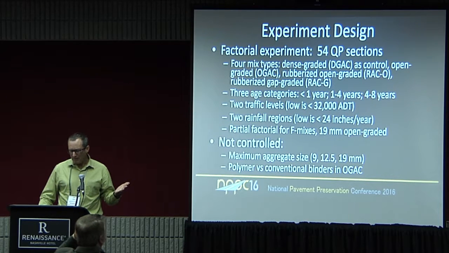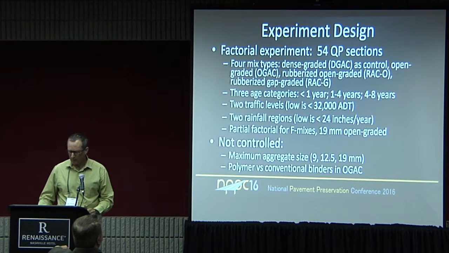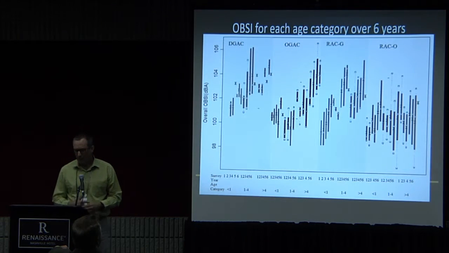Because of lack of as-built data at the time, which has since been filled by Caltrans, we lumped together polymer and conventional binders. We don't use a lot of polymer in California, primarily rubber instead of conventional.